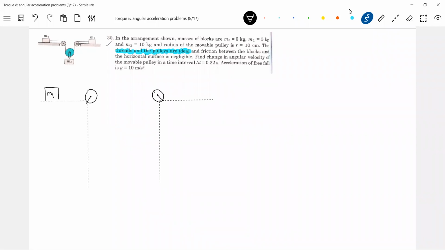These are fixed pulleys. I'm not much bothered about these fixed pulleys. Okay, there's no problem with this. Let's go for that mobile pulley here, so I'll draw it a little bit bigger so that we can analyze it. No, this is a thread.